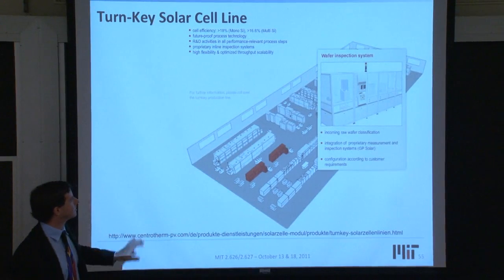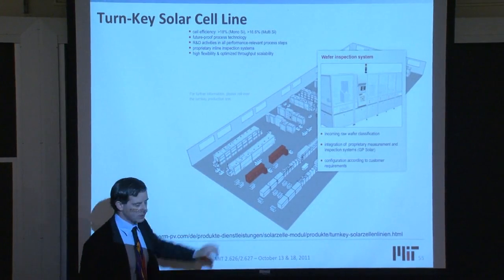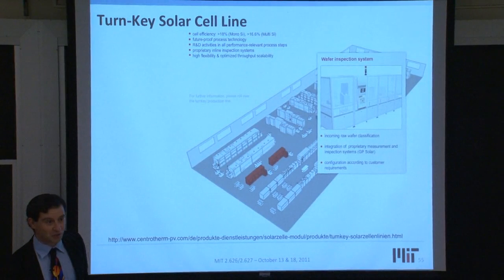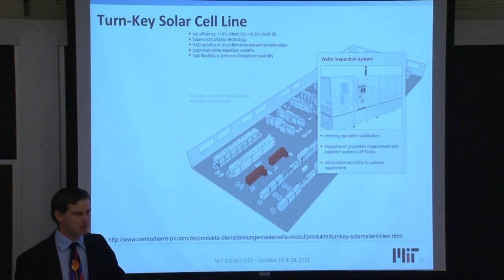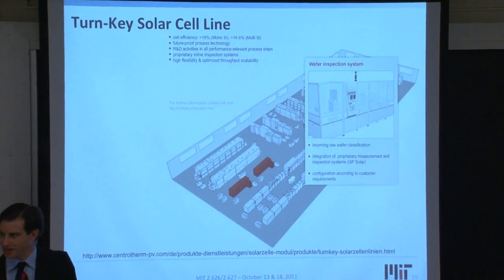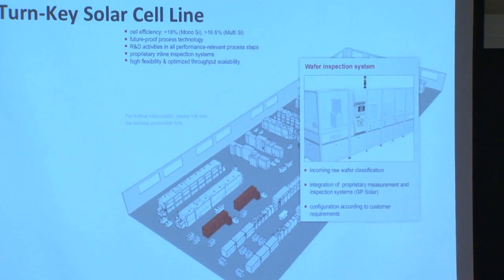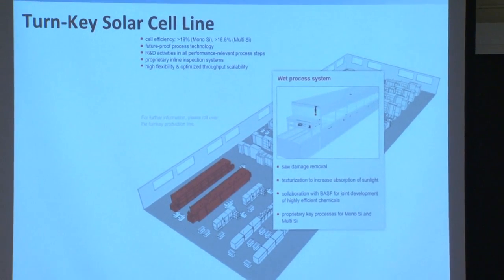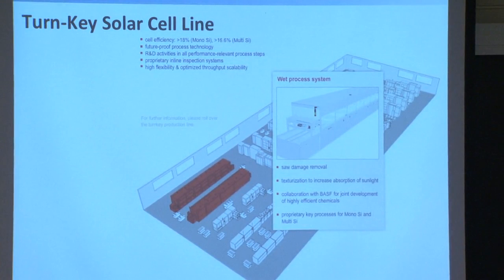These typically consisted of wafer inspection systems on the input side. You don't want to invest any money in a wafer that's ultimately going to break. So you want to be able to inspect your wafers coming in to make sure that they're high enough quality to be worthy of your cell investment. Next you have the wet processing to do the texturization.